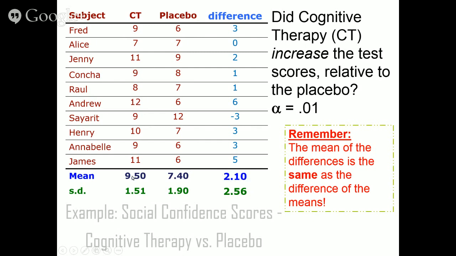Something to note is that the mean of these differences is the same as the difference between the means. 9.5 minus 7.4 is 2.1. And that's also the mean of 3, 0, 2, 1, 1. That's the mean. But that does not work for standard deviations.